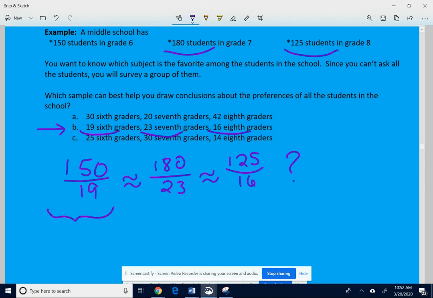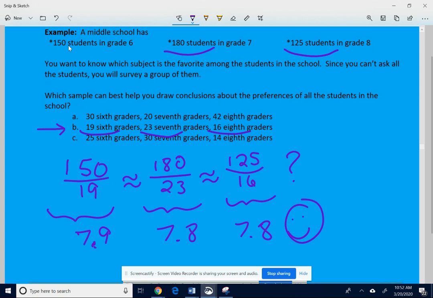We're going to take 150 divided by 19. You get about 7.9. It's a really messy decimal, but it's approximately 7.9. 180 divided by 23 is about 7.8. 125 divided by 16 is about 7.8. Okay, see how this would be good sample sizes to use for this study. Okay, because the actual people in the groups is proportional to the actual people in the sample of each of those groups. Okay, try the next one on your own and then check your answer to that.